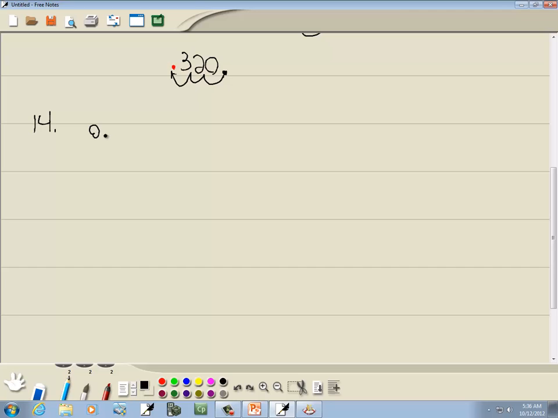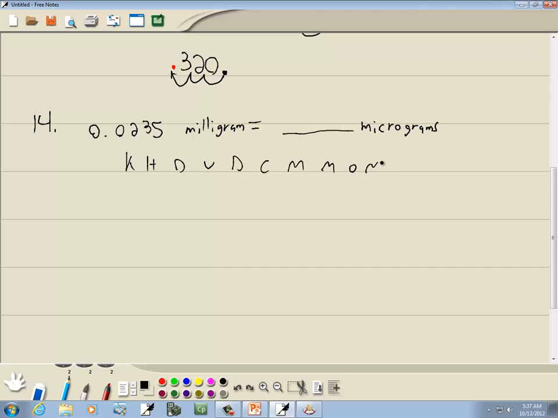Got 0.0235 milligrams. And we'll convert that to micrograms. King Henry doesn't usually drink chocolate milk, Mom. Okay, milligrams. Milli is right here. Micro is right here. So we want to go 1, 2, 3 places to the right.